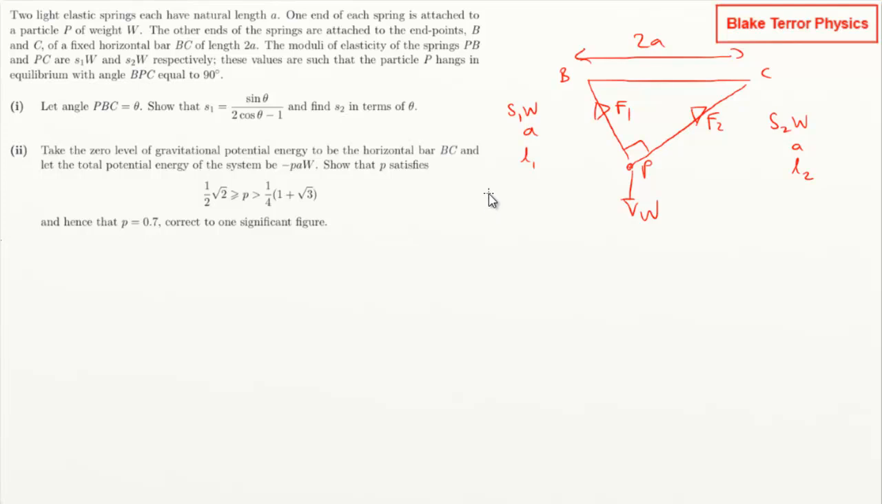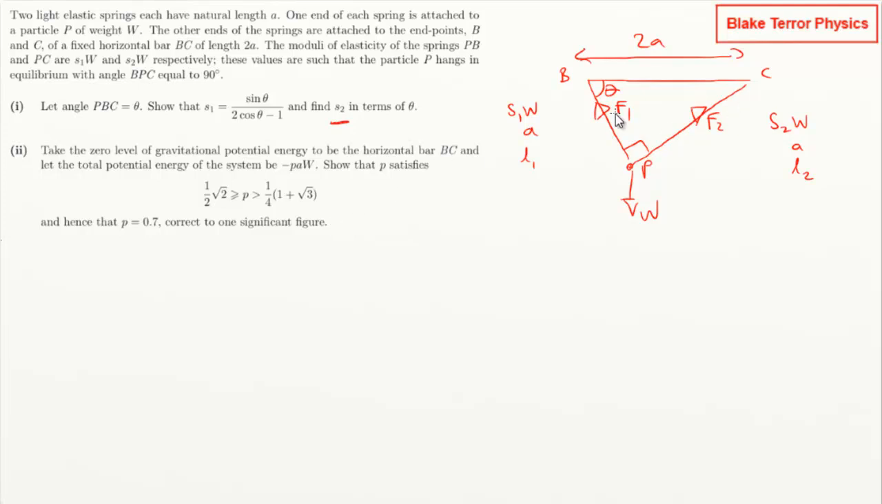Part 1, let angle PBC equal theta. Okay, so that angle there. Show that S1 is equal to that and find S2. Well, S2 is going to be dead easy once we've got S1, because we're just swapping from theta to 90 minus theta. So we'll change the sines to cosines and cosines to sines. So that's going to be really easy when we get to that. But we've got to do this first bit.